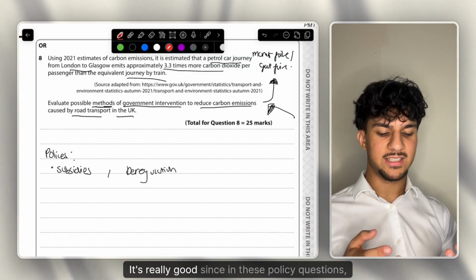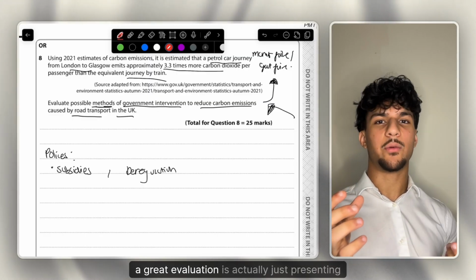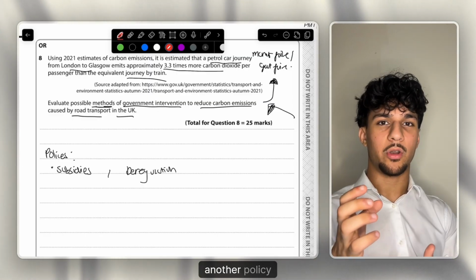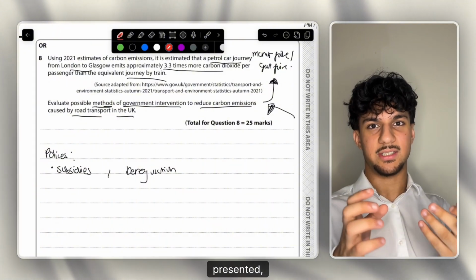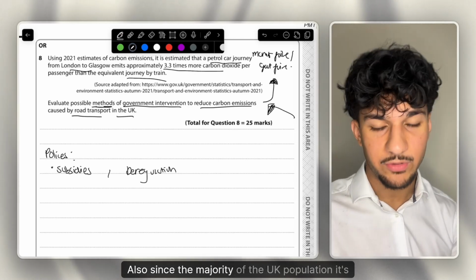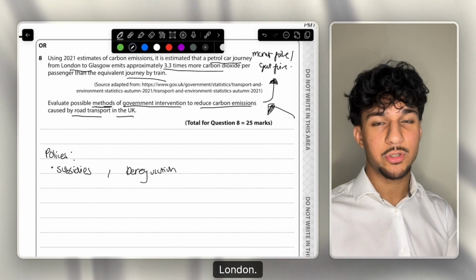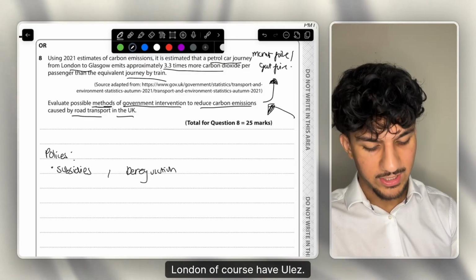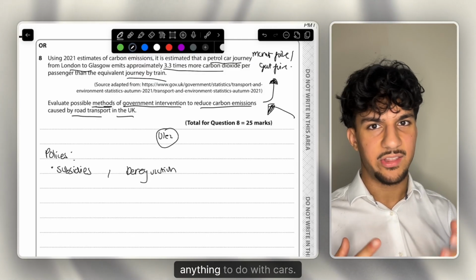And it's really good, since in these policy questions, since we're presenting a policy, a great evaluation is actually just presenting another policy that works on the negatives of the policy you presented, that improves on the negatives of the policy you presented. Also, since the majority of the UK population, it's very likely that you watching this are from London. London, of course, have ULEZ, so that is a good bit of application you can include whenever you're thinking about carbon emissions, anything to do with cars.